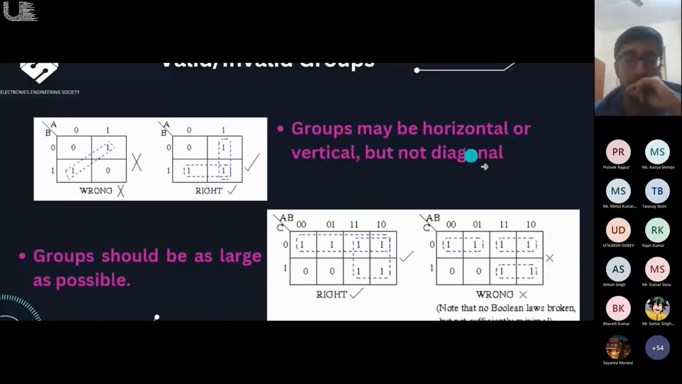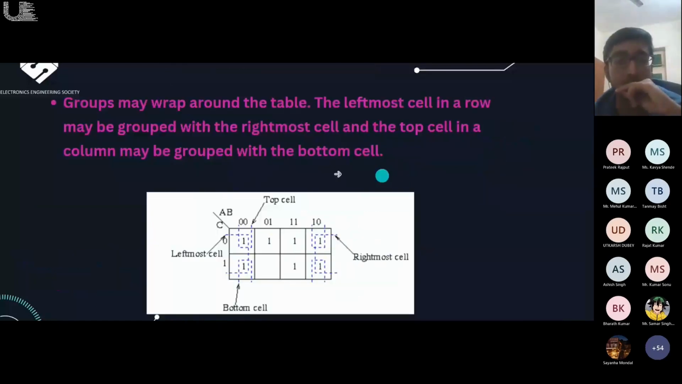Always remember that. Now, another bonus point, groups may wrap around the table. Think of it like a game. These guys can also come up and form a group with these guys. They can wrap around. The first cell here can wrap around with the fourth cell, and similarly, the fifth cell can wrap around with the last cell. The same applies vertically also, but again it doesn't apply diagonally. It only applies horizontally and vertically.